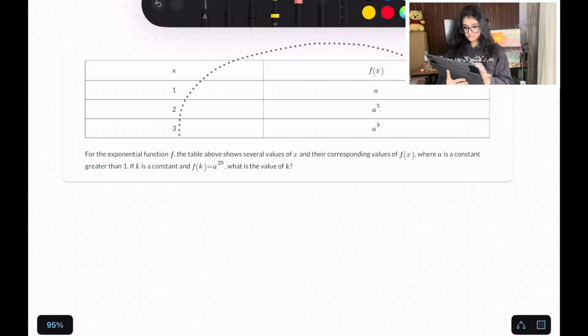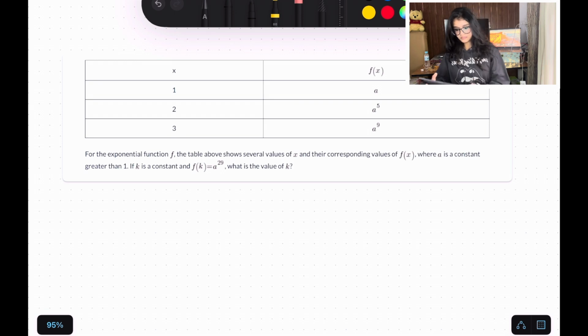Let's get into it. Okay, this is the first question and you can do it in 2 ways. I'm going to explain both, but I would recommend the second one. But first I'll do the one that I think is the most normal one.